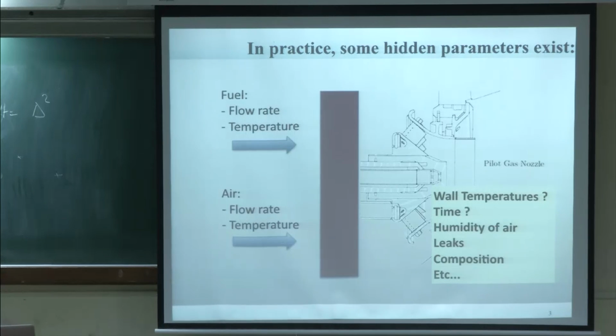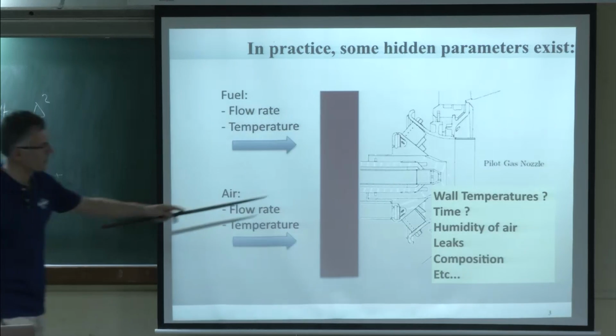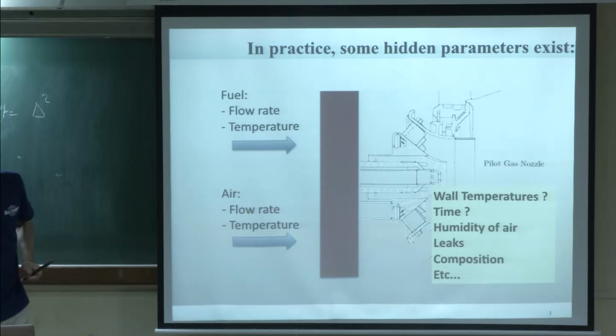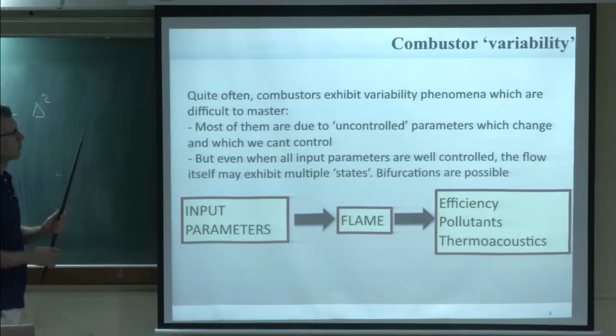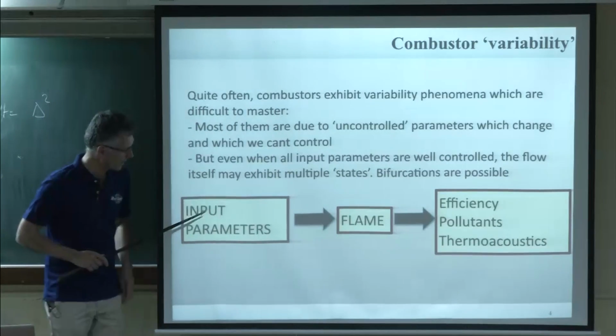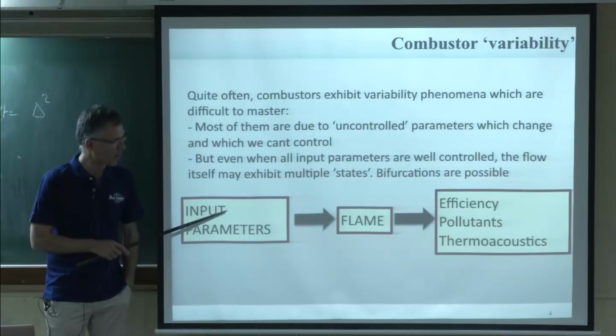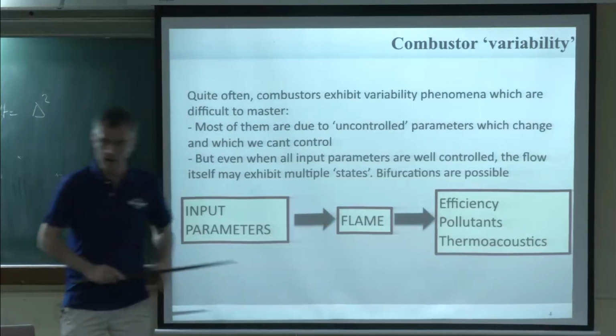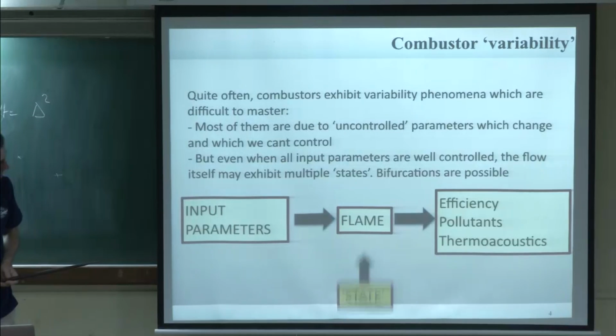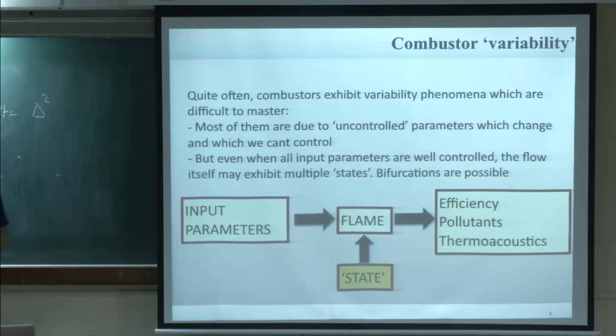But even if we forget about all these parameters and assume that we have exactly the same parameters, we can still have problems. What I would call problems is that even if you control all the input parameters, the flame might have what we call different states. I will show you examples here.